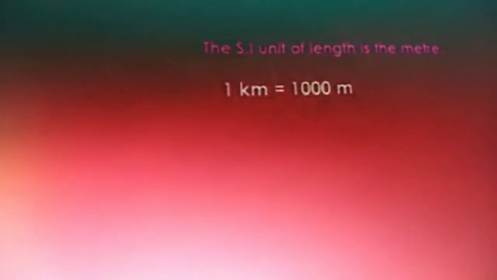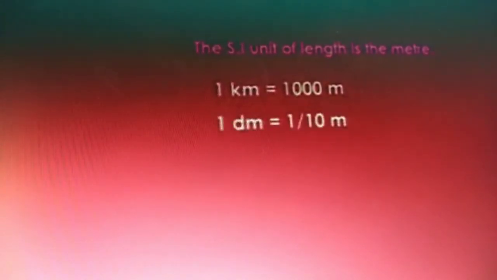The SI unit of length is the meter. The commonly used multiples and submultiples of the meter are given below. 1 kilometer, km, equals 1000 meters. 1 decimeter, dm, equals 1 by 10 meters.